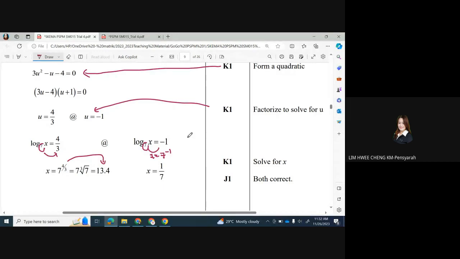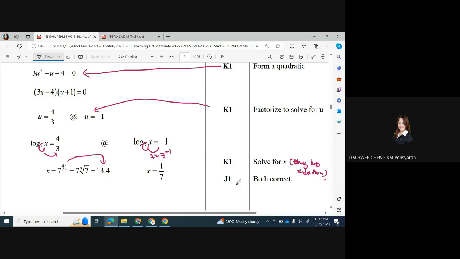Okay. So K is solved for X. So solve in the log lah. So maksudnya you kena change into index form. And J is the both correct. Both correct.